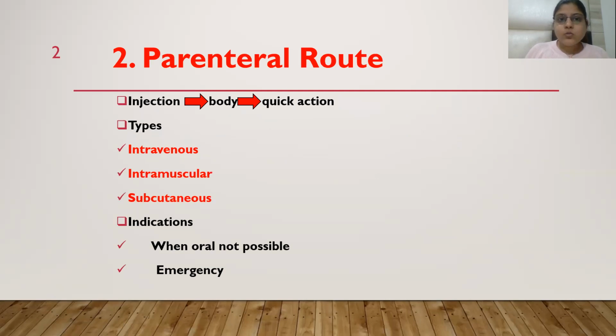Now, what is the parenteral route? It is when we give the drug in the form of an injection, it reaches the body and produces a quick action. It reaches the blood circulation, and the types are intravenous, where the injection is injected into the vein; intramuscular, where we inject into the muscle layer; and subcutaneous, where we inject into the subcutaneous tissue.